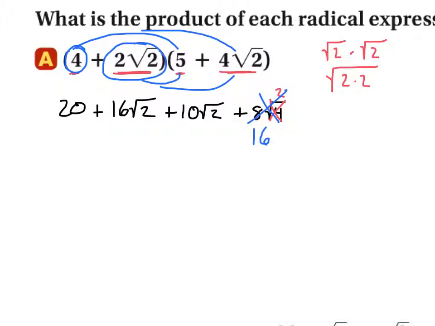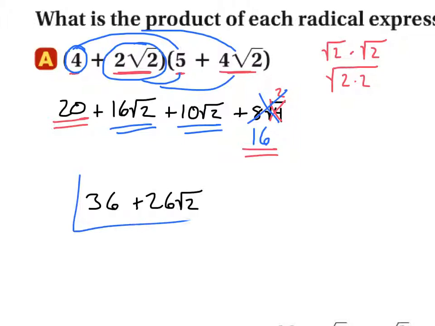All right. So now we want to combine like terms and combine like radicals. So we always want to start with our whole numbers first. Put the radicals at the end. So we want to take 20 plus 16. 36. Then we want to take 16 square root of 2 plus 10 square root of 2. 26 square root 2. And that is our answer.